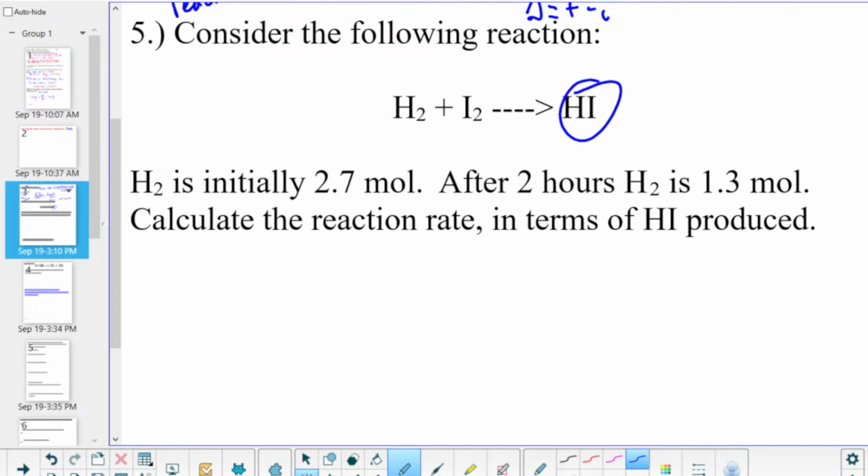H2 is initially 2.7. Put in a box. After 2 hours, it's 1.3. And so, when my math teacher asked, final minus initial, yeah. And then you get that, and then what do you do? Because what have I asked you for?